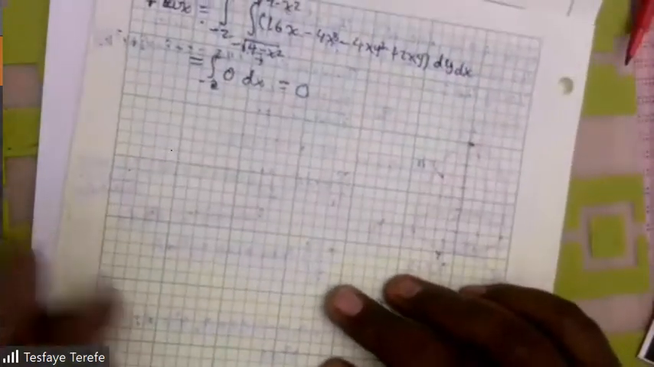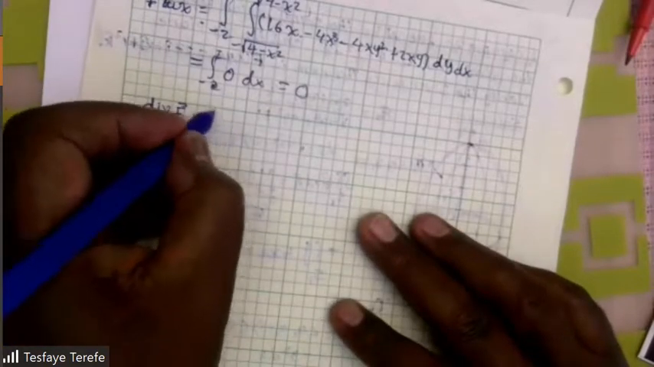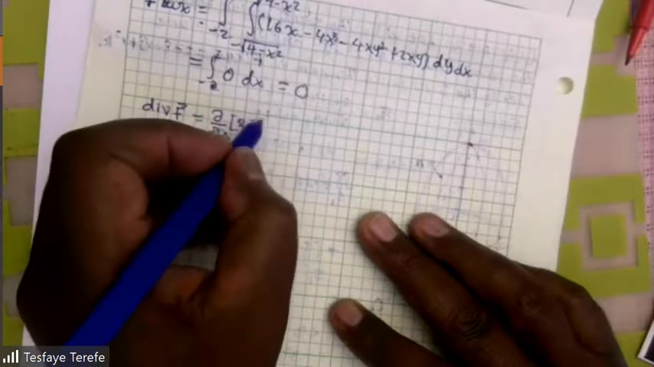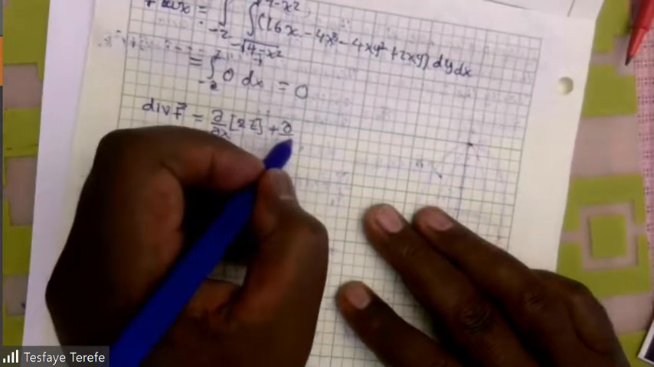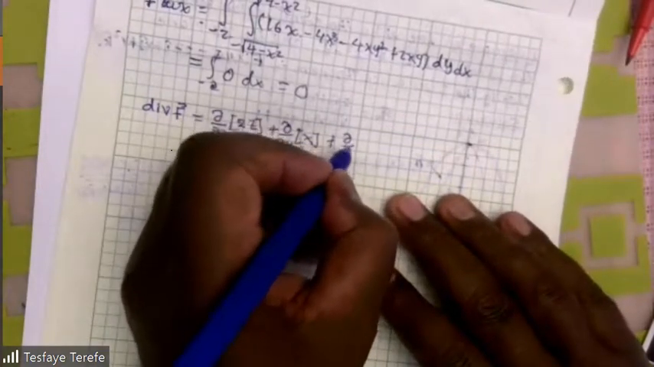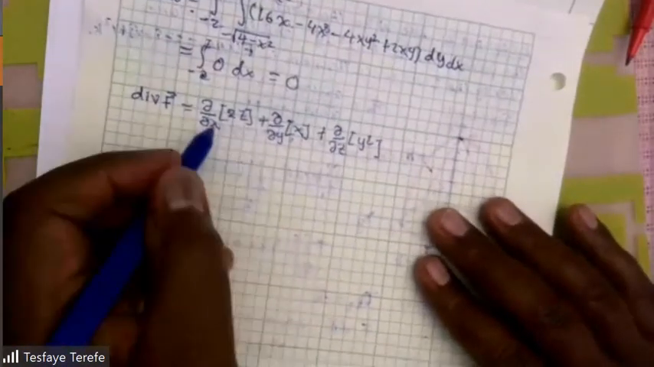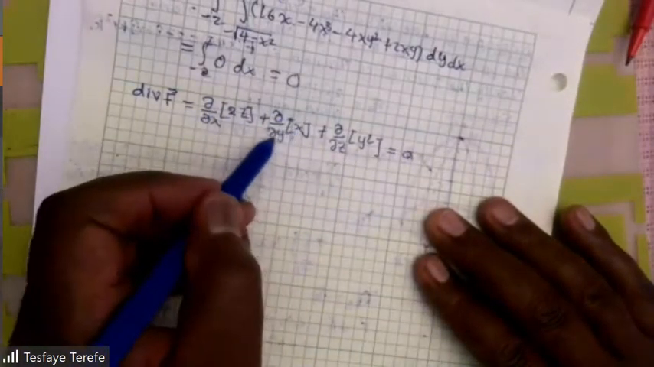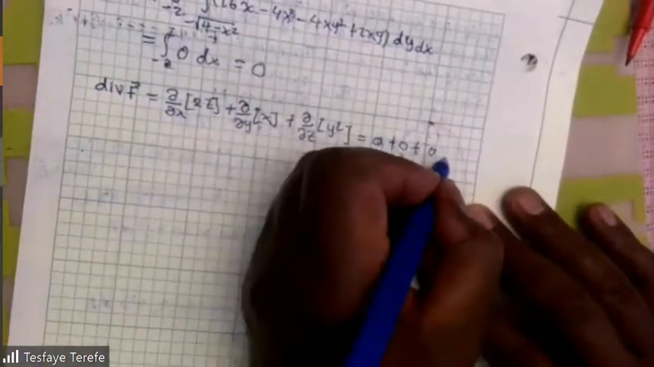On the other hand, let us see the divergence of F. In other words, I'm going to differentiate the x component, 2z, with respect to x, plus differentiate the y component, x, with respect to y, plus differentiate the z component, y squared, with respect to z. When you differentiate 2z with respect to x, you get 0. When you differentiate x with respect to y, you get another 0. When you differentiate y squared with respect to z, you get 0. So the sum is 0.